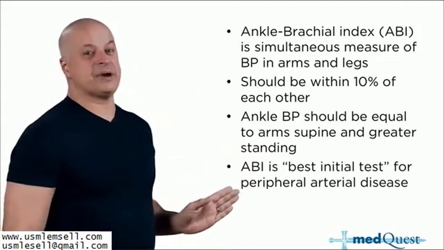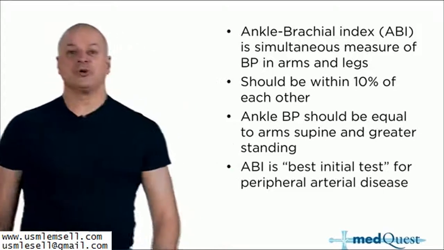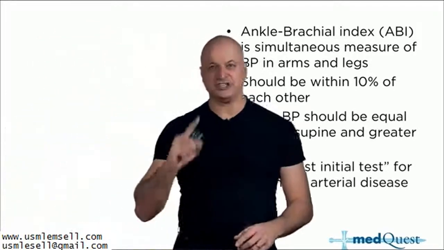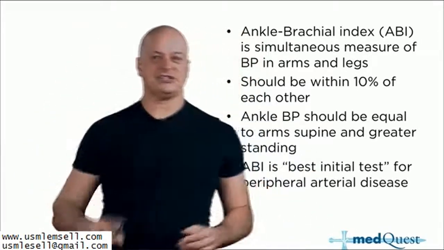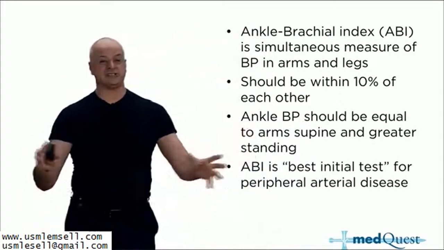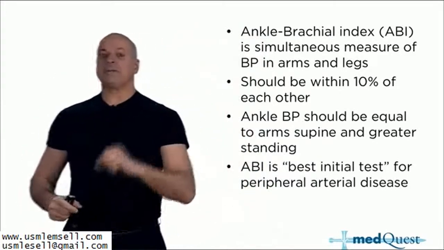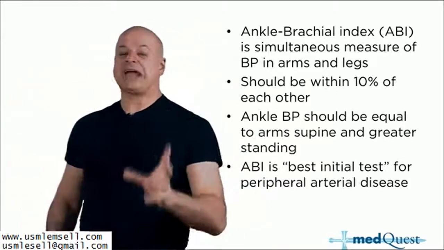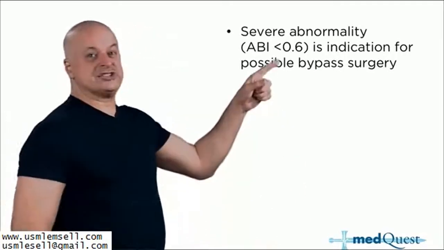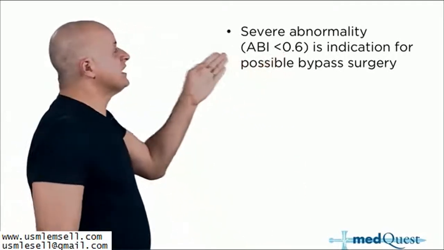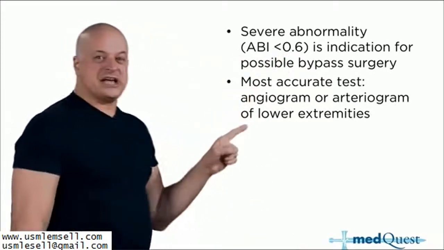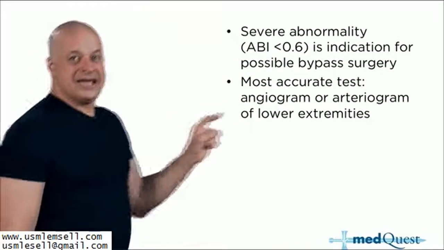So therefore, ankle brachial index is a very important answer to the question, what is the best initial test of peripheral arterial disease? And the word peripheral arterial disease is a better answer than peripheral vascular disease, because peripheral vascular disease could imply the veins. But peripheral arterial disease is where the insufficiency really is. So a severe abnormality is a lower ratio. In other words, when the ankles are really much lower, implies greater obstruction. The most accurate test of any vascular structure is always the angiogram.